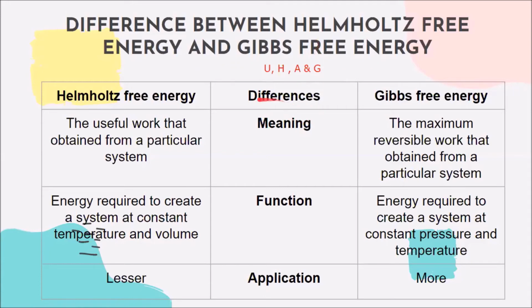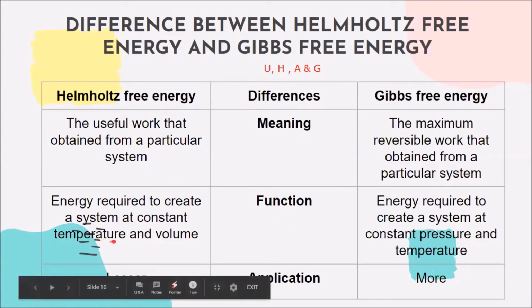So we go through the differences, of which the first is meaning. Helmholtz free energy is the useful work obtained from a particular system. And Gibbs free energy is the maximum reversible work obtained from a particular system. The function of Helmholtz is to describe a system at constant temperature and volume. The function of Gibbs is to describe a system at constant pressure and temperature.